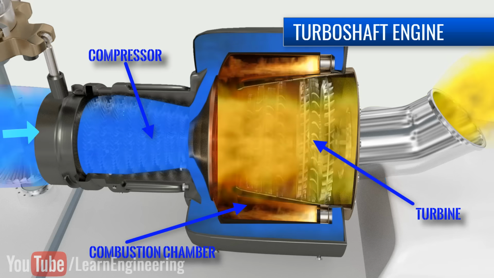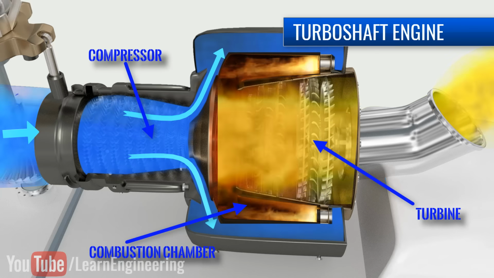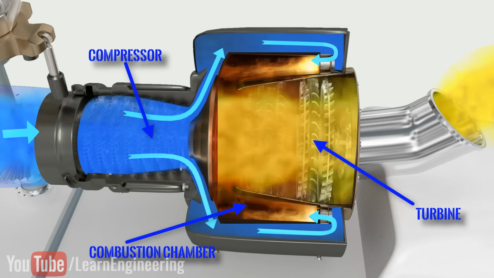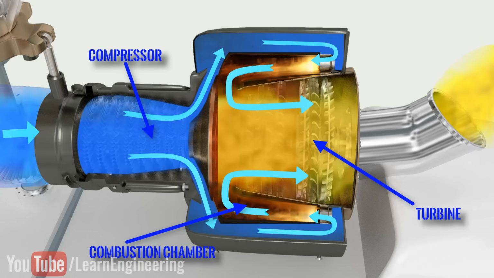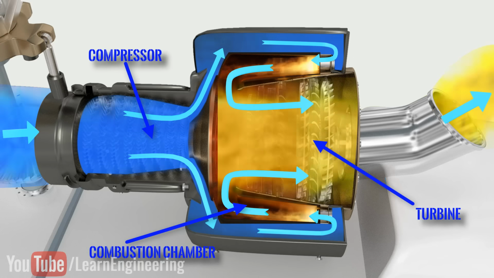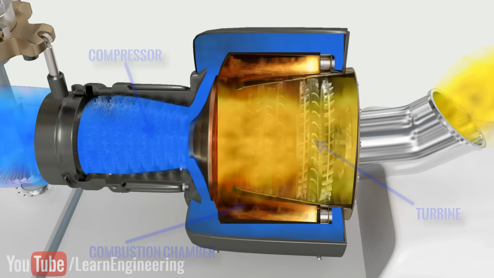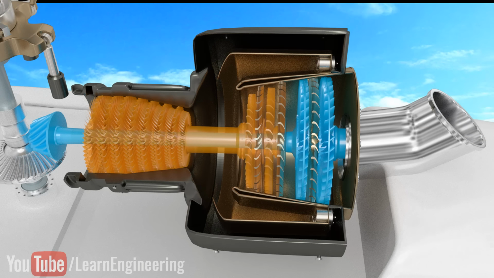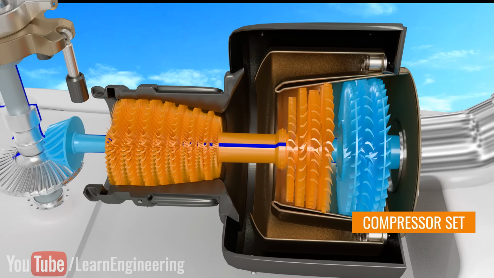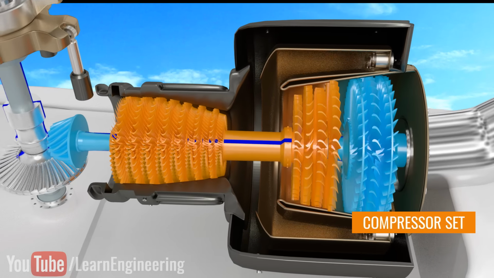The compressor sucks the air in and pressurizes it. Fuel is burned in this pressurized and hot air. The hot exhaust leaves the combustion chamber, passes through a series of turbine stages, and makes them turn. There are two sets of turbines. One turbine set turns the compressor, and the other set turns the helicopter's rotor shaft.